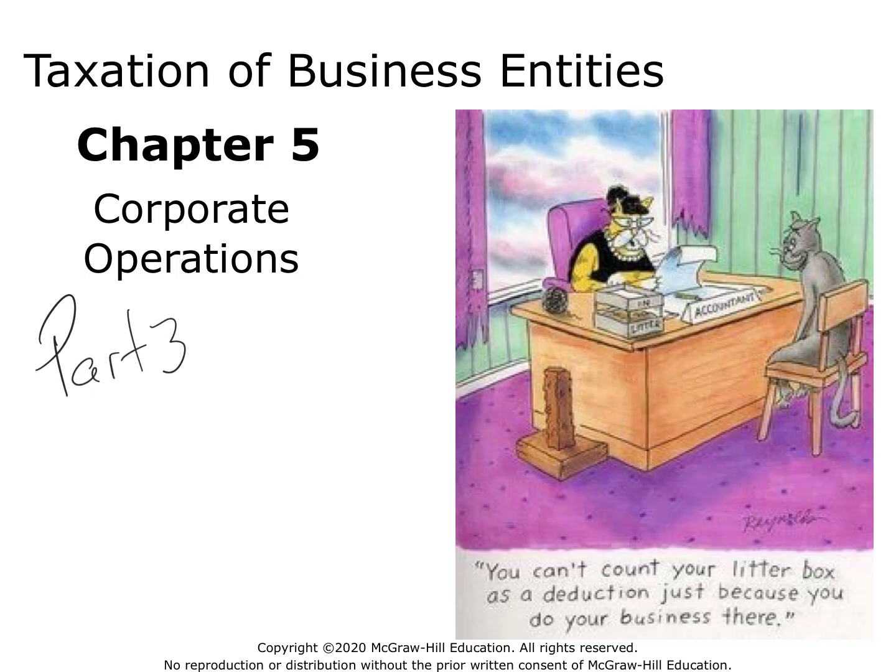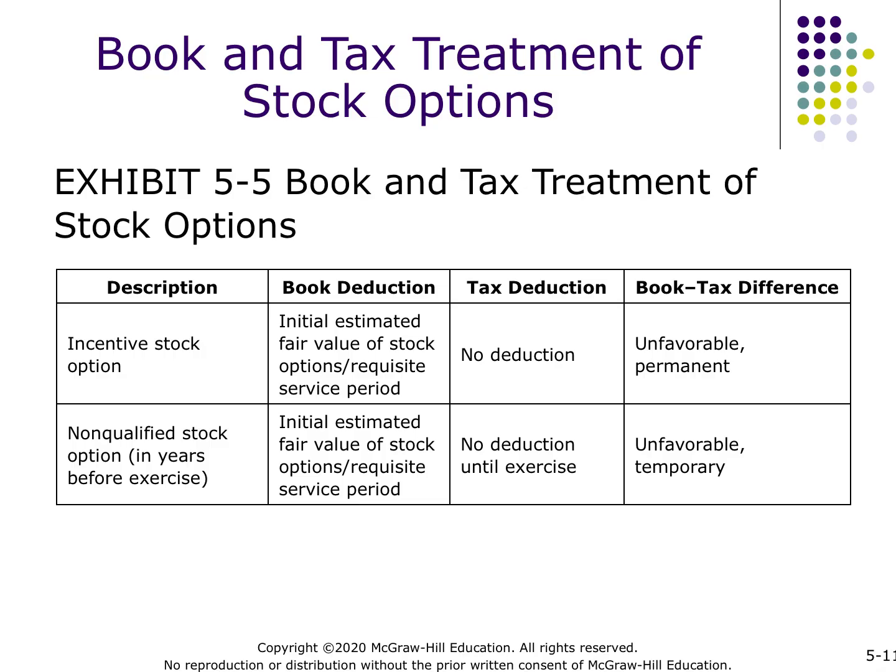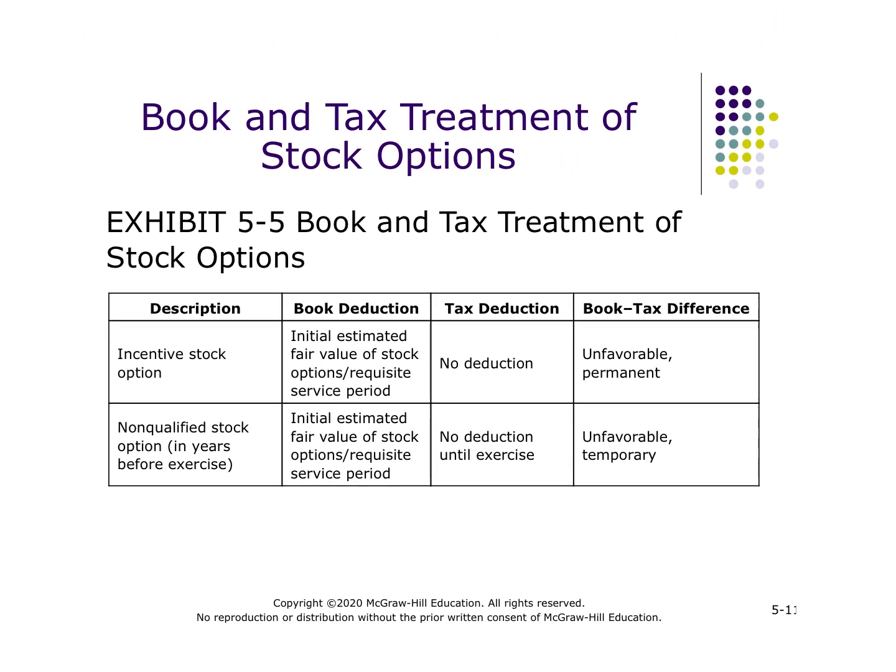All right, so we're going to start out talking about stock options. There are two basic types of stock options: incentive stock options and non-qualified stock options. For tax purposes, the tax treatment to the corporation and the employee depends on whether the options are incentive stock options or non-qualified stock options.